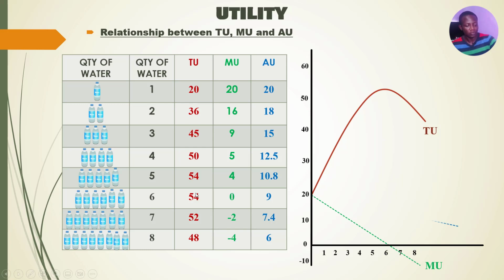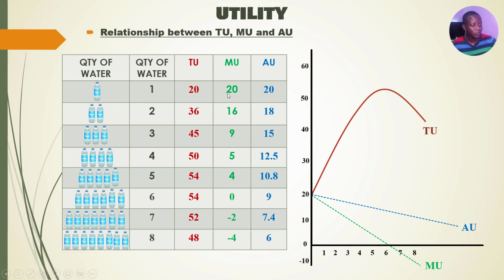Then we can trace the average utility curve too. And you realize that with the average utility, it's also falling as well. But because marginal utility is falling faster than average utility, that is why the marginal utility curve lies below the average utility curve. What do we mean by the marginal utility falling faster than the average utility?